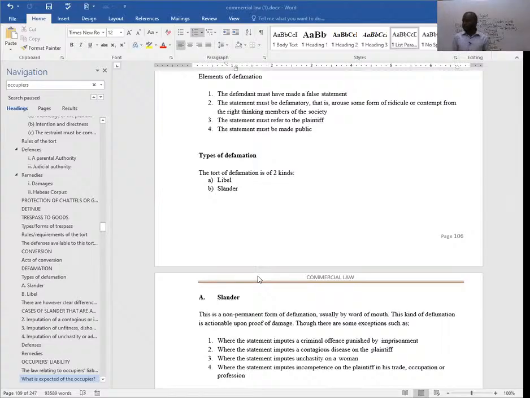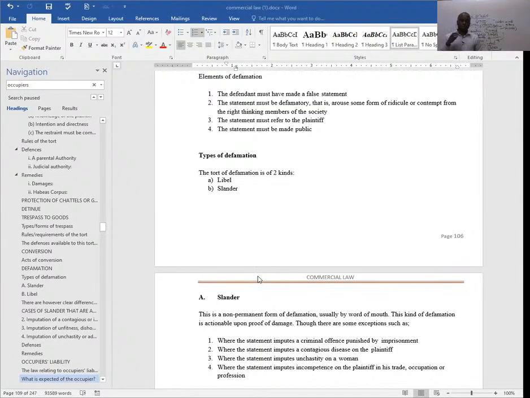If it is libel, then it is actionable without any form of proof, because the evidence that will be there is maybe the printout of a newspaper or a magazine, where the statement made is not true about a particular person, because it is in a permanent form.